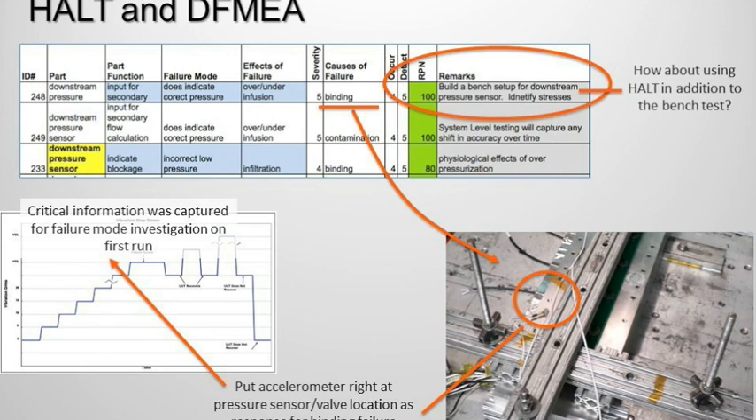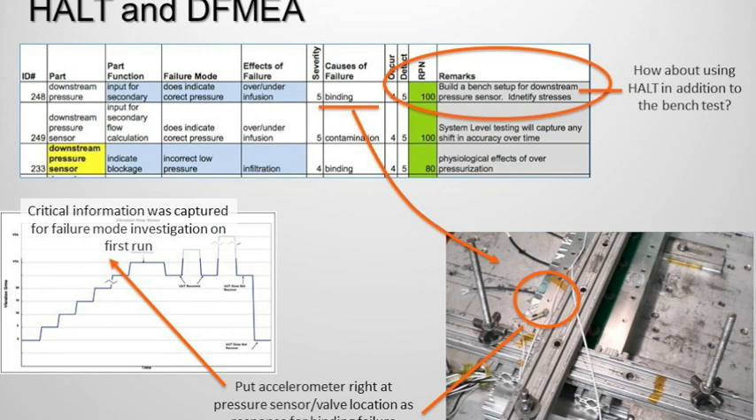Well, instead of just the bench setup, how about if we've identified this as such a severe and significant threat to the performance of the product, why don't we also do a HALT test focusing very much on putting that stress in there and monitoring the binding? So in this example, what we did is we put accelerometers right at the pressure sensor and valve. And we wanted to measure the response there, and that helped give us an indication of binding, even if we didn't directly measure binding during the test. So we were able to identify the stresses that were at risk of causing this binding far beyond what was able to be done on the bench test.